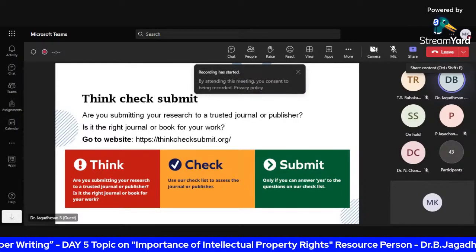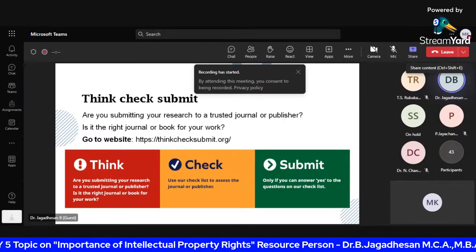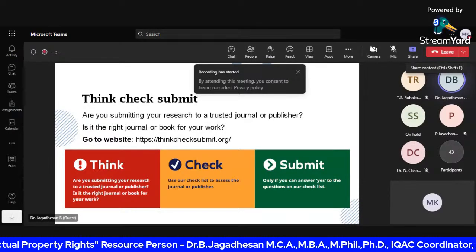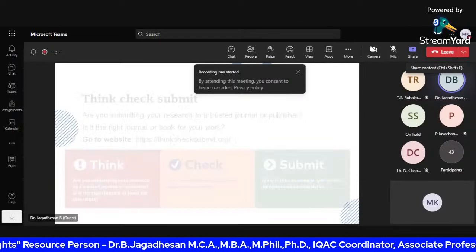Okay, so this is one of the essential websites to check before submission, before publishing your paper in a reputed journal or a book.